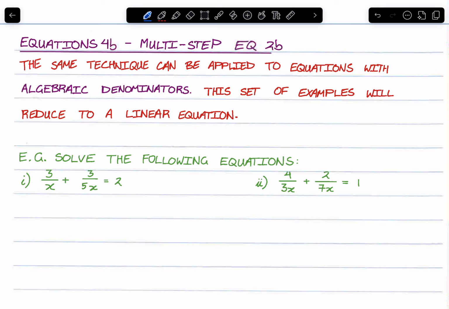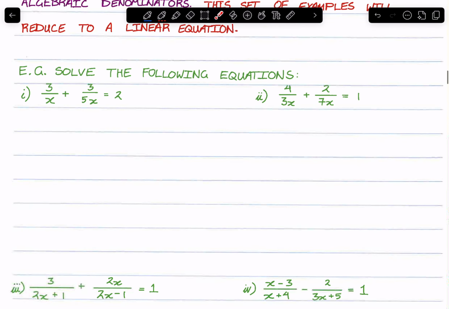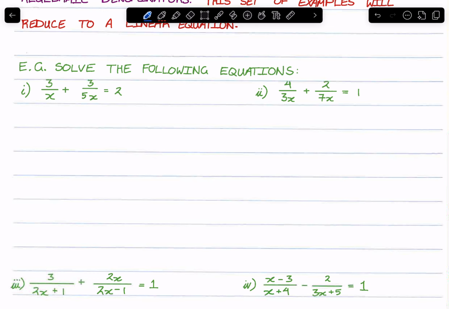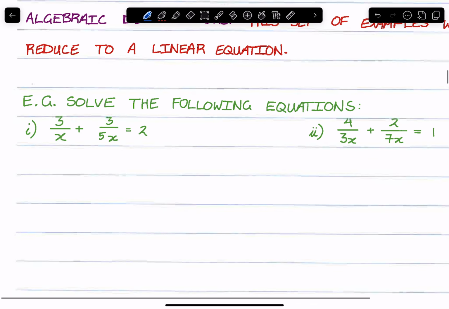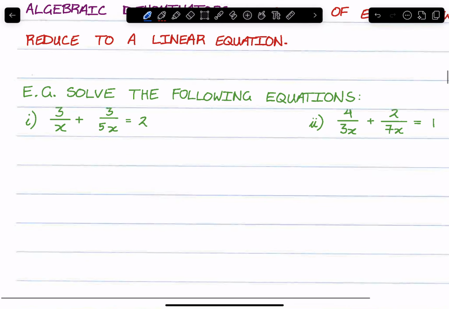In this video, we'll look at applying the same technique to equations with algebraic denominators. In this set of examples, they will always reduce down to a linear equation, meaning we will always have a single solution. And so here we go. In this video, we'll look at these first two examples.